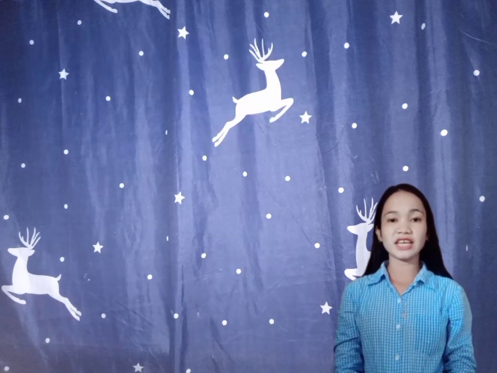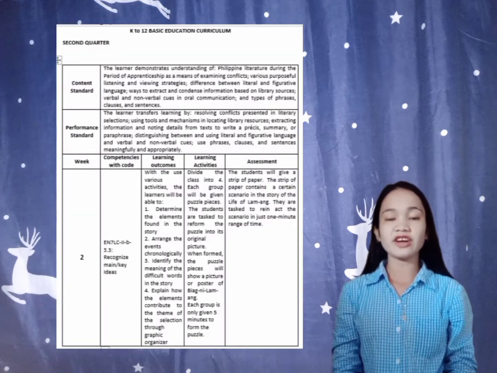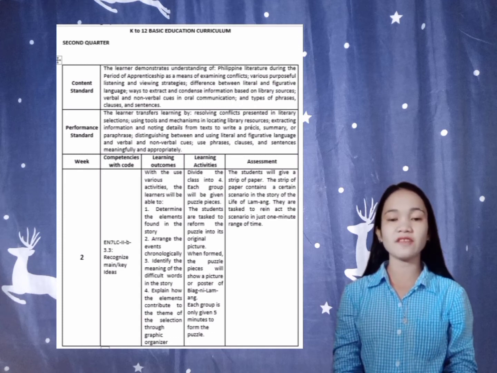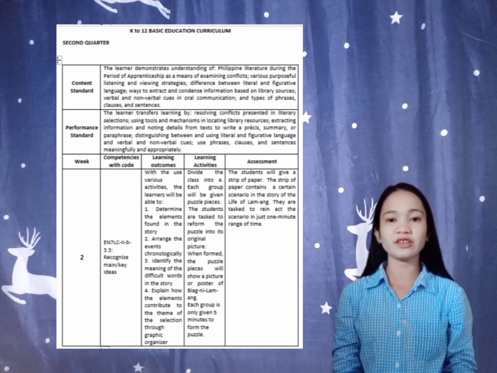Grade 7, second quarter. Content standard. The learner demonstrates understanding of Philippine literature during the period of apprenticeship as a means of examining complex, various purposeful listening and viewing strategies. Difference between literal and figurative language, ways to extract and condense information based on library sources, verbal and nonverbal cues in oral communication, and types of phrases, clauses, and sentences.